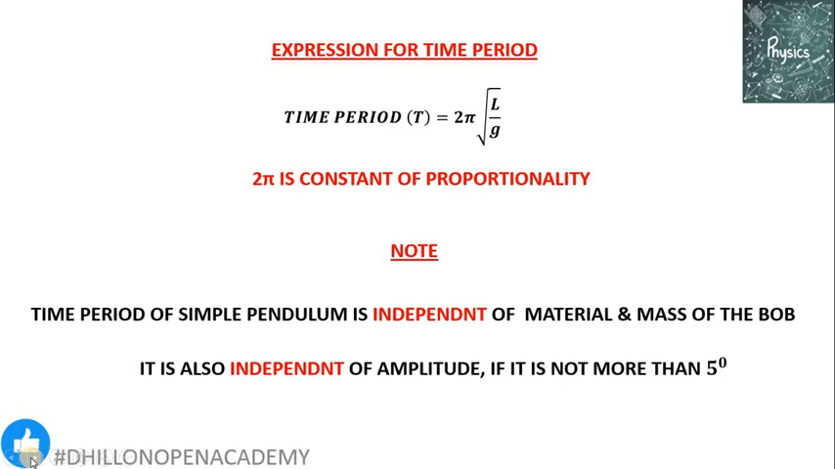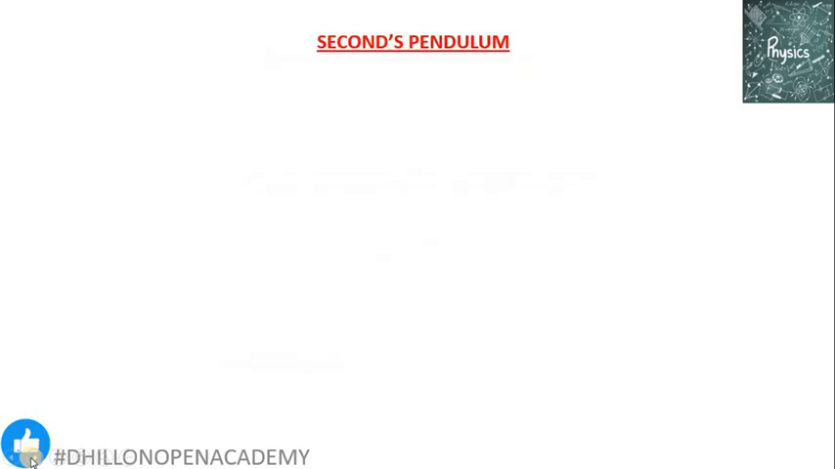So when you take the bob from its mean to extreme position, it gets displaced by a certain angle with respect to its vertical mean position. If that angle is 5 degrees or less, in that case also the time period will be given by the same expression, 2 pi under root L over g.